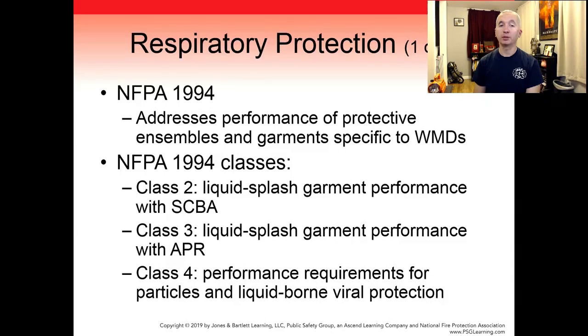Now, with respiratory protection, NFPA 1994 was developed to address the performance of protective ensembles and garments specific to weapons of mass destruction. NFPA 1994 classes include Class 2, liquid splash garment with performance of SCBA. Class 2 standards for PPE are in line with the CBRN requirements for SCBA. Class 3, liquid splash garment performance with APR. Class 3 standards for PPE are in line with the CBRN requirements for the APR. Class 4, performance requirements for particles and liquid-borne variable protection.